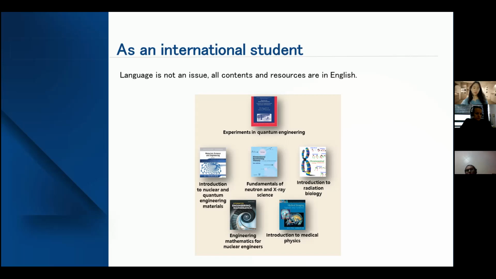So all in all, I'd say the general vibe in NQE is very welcoming of international students.